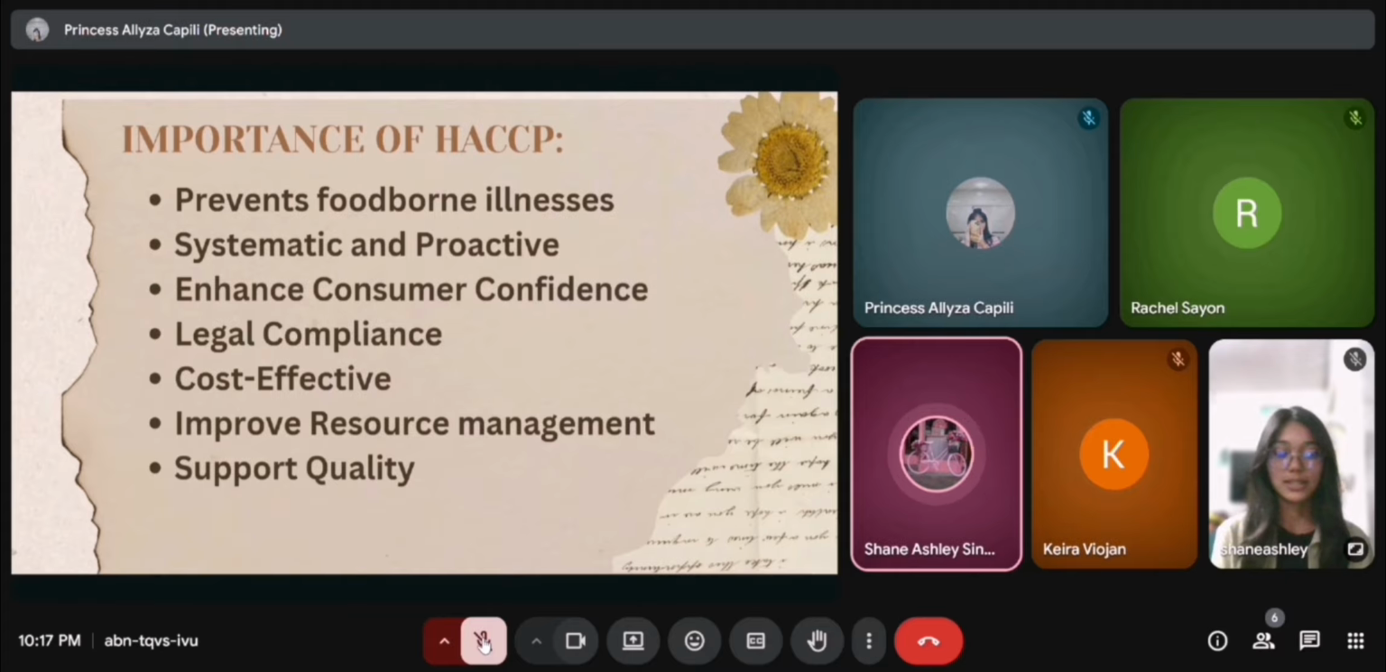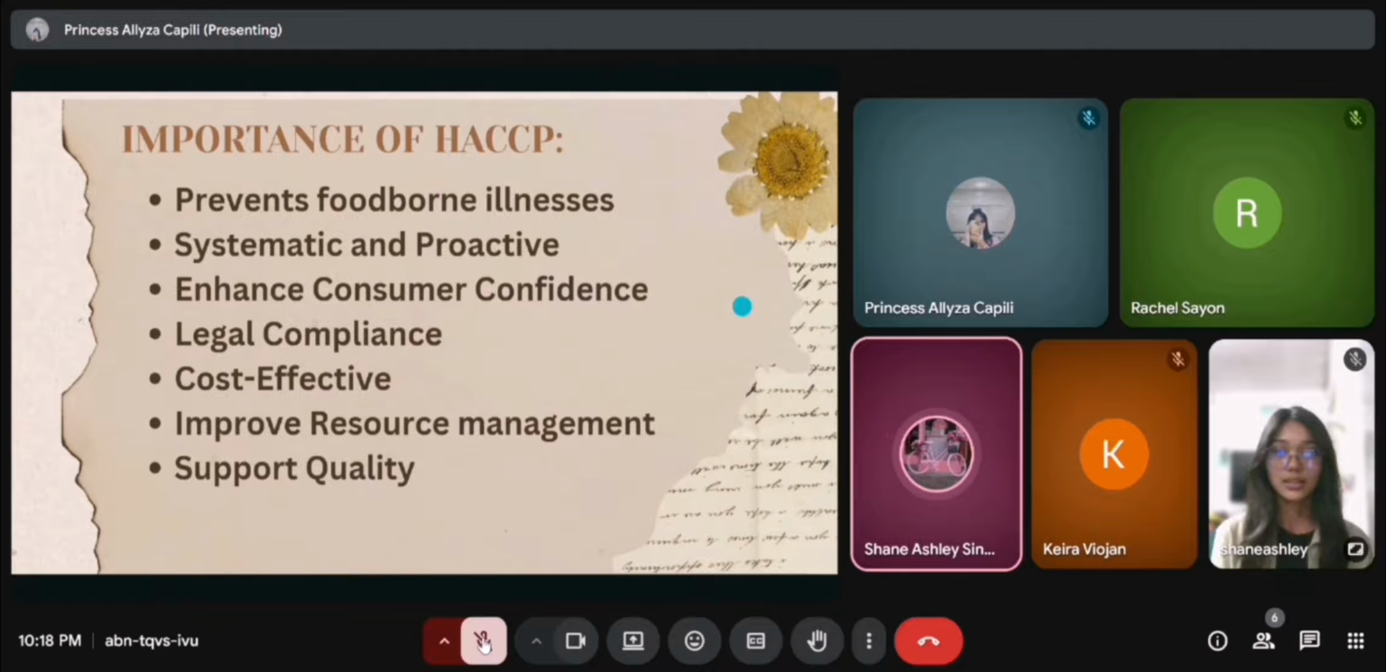Fourth one, we have here the legal compliance. So here, HACCP helps businesses meet food safety laws and regulations required in many countries. For example, passing the health inspections, following the government food safety standards, and also avoiding fines or business closures.